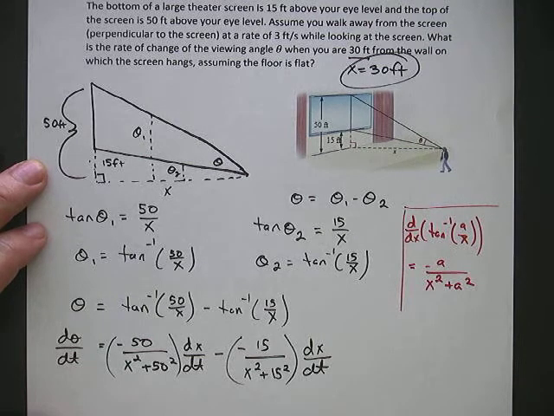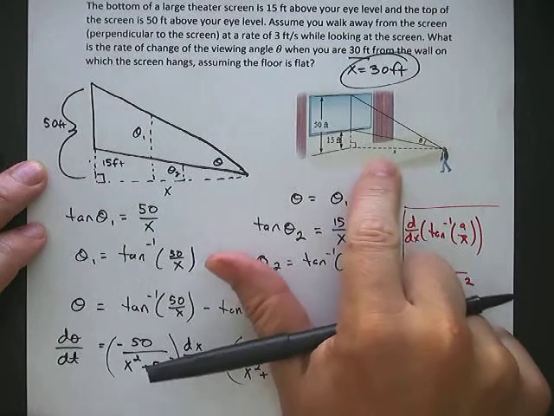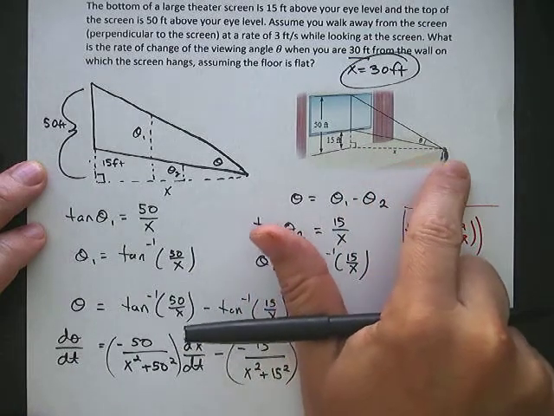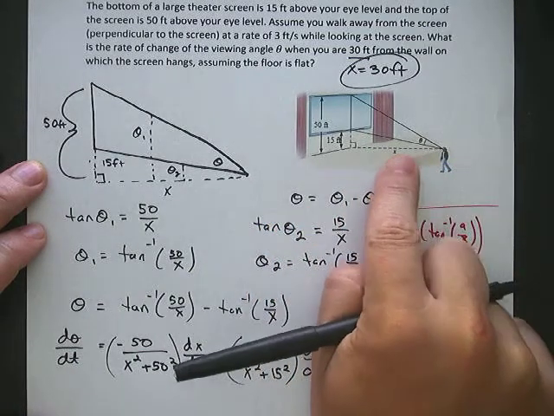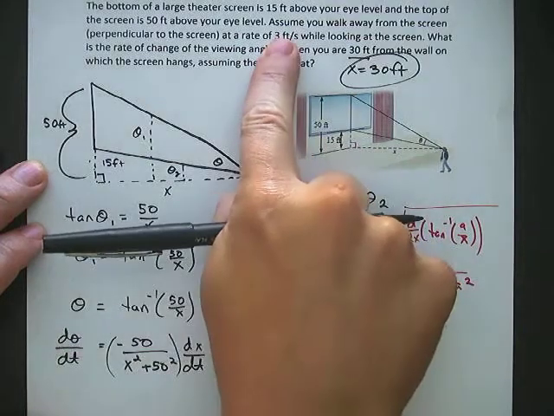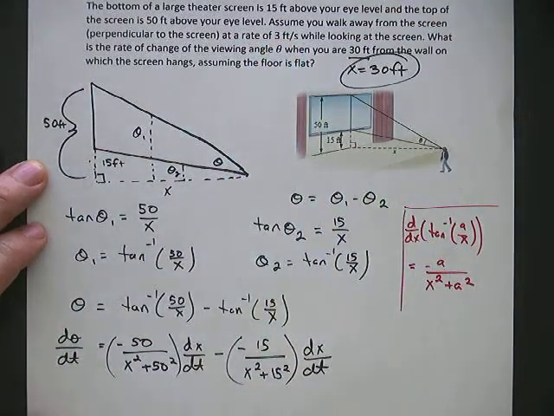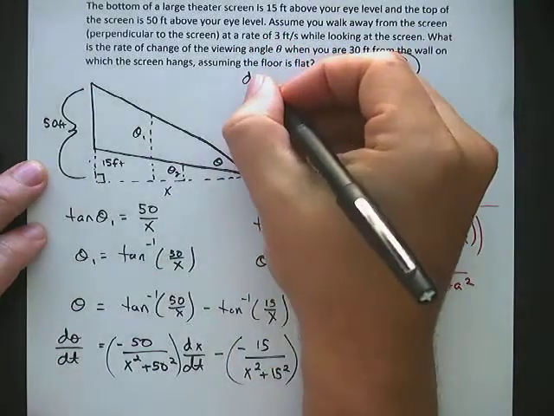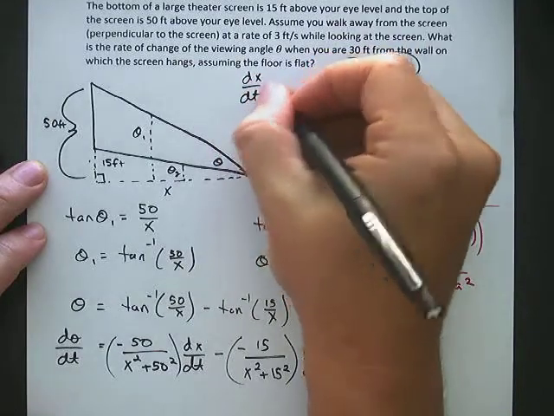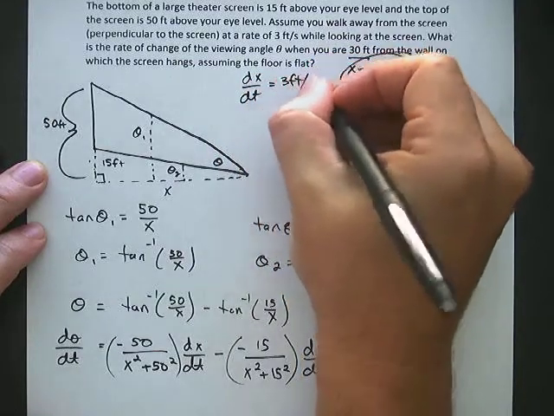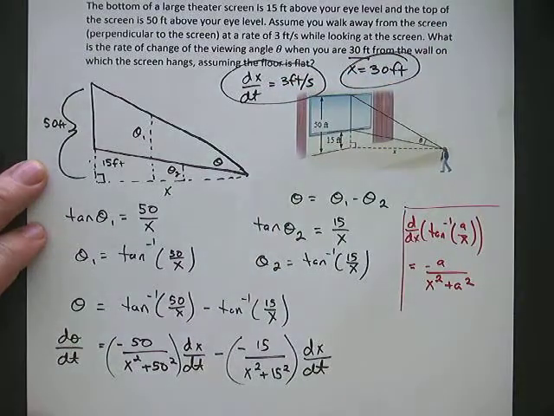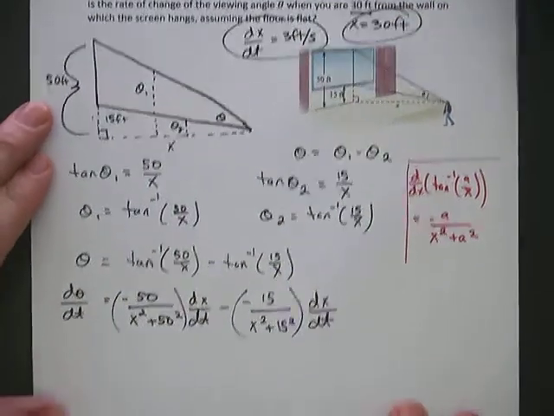And then you're moving away from the screen. If you're moving away from the screen, this is the x, which means x is increasing. So that's our dx dt at a rate of 3 feet per second. So dx dt is equal to 3 feet per second. That gives us those two knowns. Now it's just a matter of plugging them in and getting our answer.